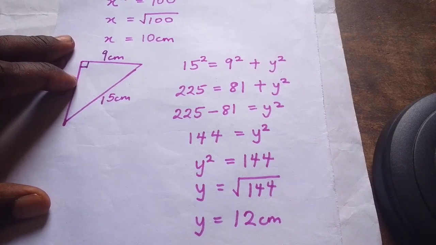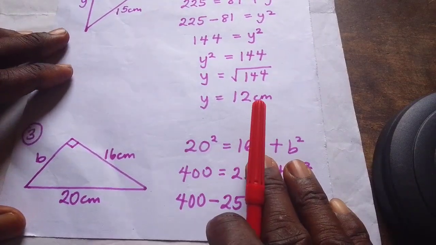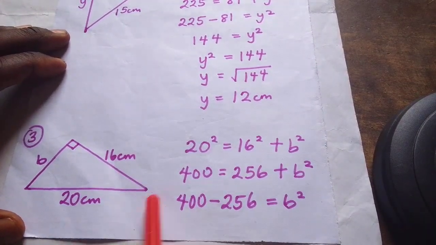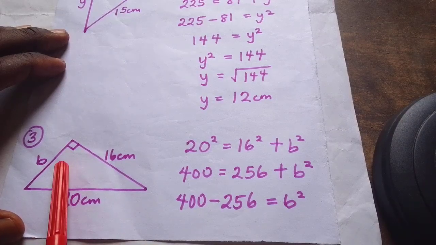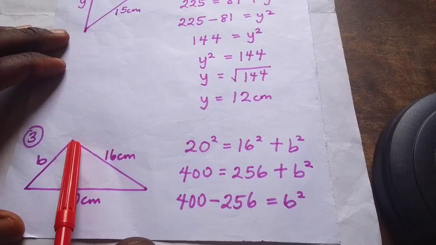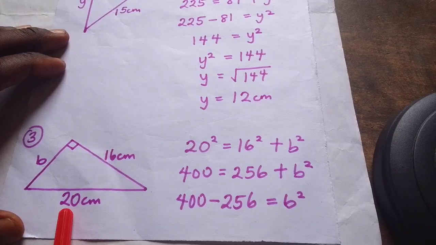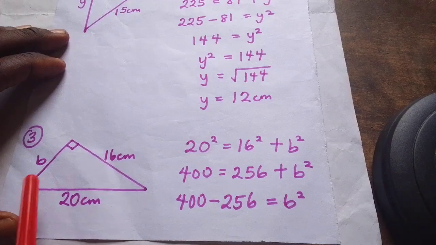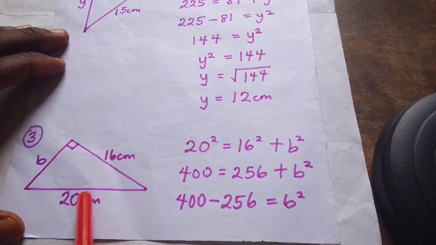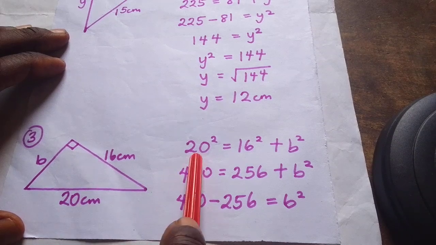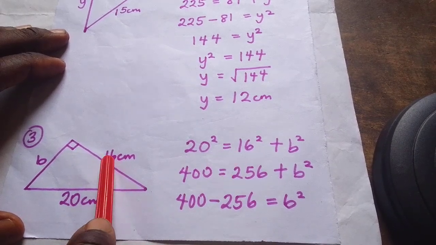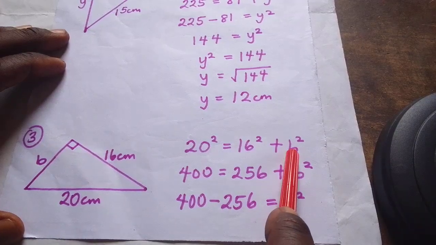Now let's do another example. Now if you have this right angle triangle, first of all you identify the right angle. This is the right angle. So the line that is facing the right angle here is the hypotenuse. So the square of this hypotenuse will be equal to the addition of the squares of the other two sides. So here the hypotenuse is 20. 20 square should be equal to 16 square plus b square.